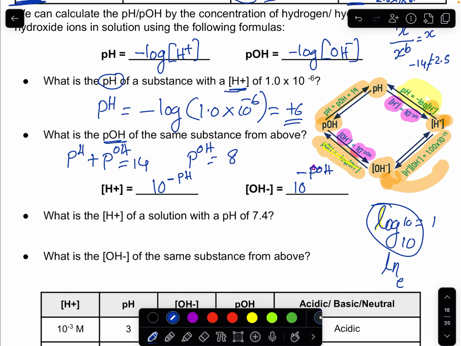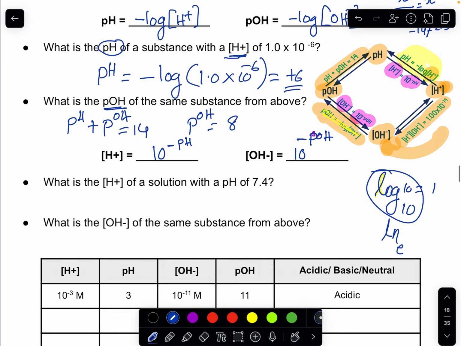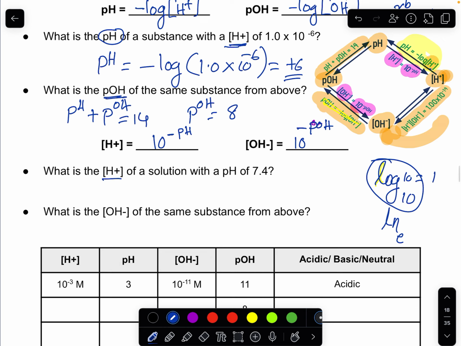Okay, these are the equations. So we learned six equations, right? You have to understand which equation to use whenever you get a question. Look at this one. It is asking for H plus and you have pH. So we are going to use this equation. H plus is equal to 10 to the power of negative pH, which is 10 to the power of negative 7.4. Put that on the calculator.